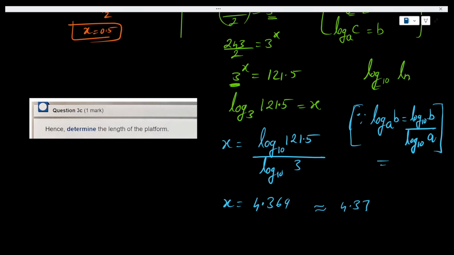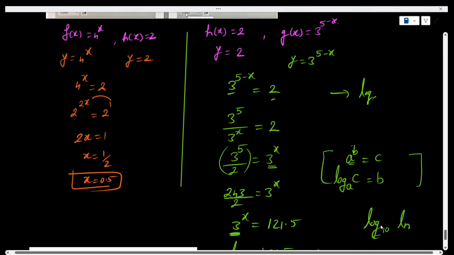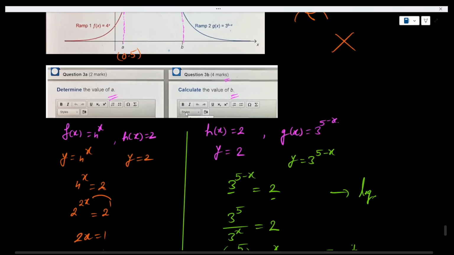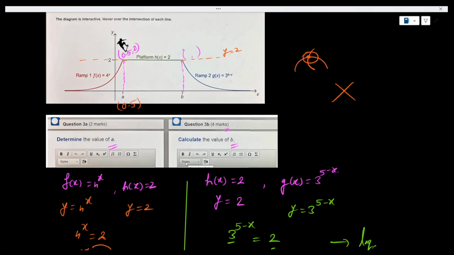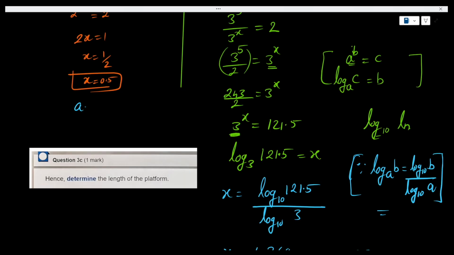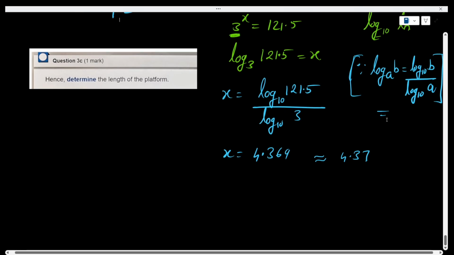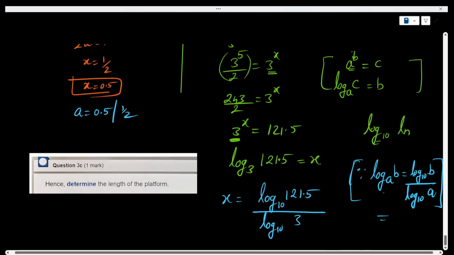So what is going to be the coordinates of B here? Because we need to get B. So the intersection here is 4.37 comma 2. So what is the value of B? 4.37. A is 0.5 or 1 by 2. And for B, you are calculating in terms of x, but you must write down 4.37. So you got both the values.